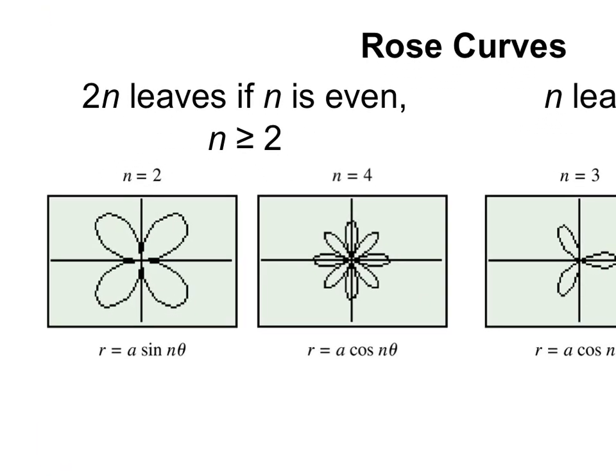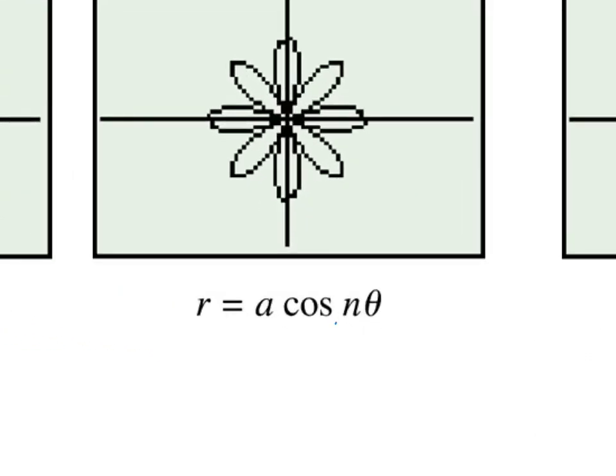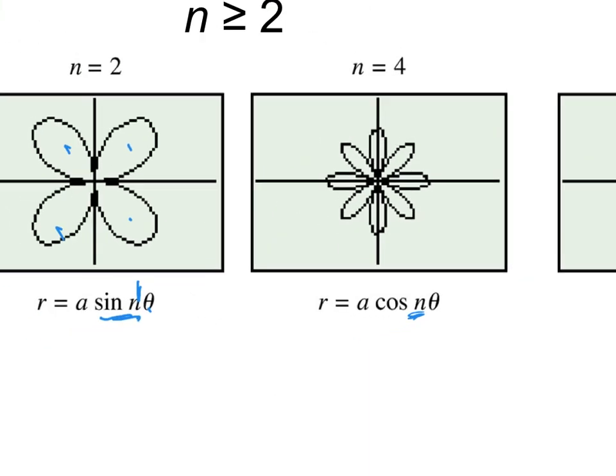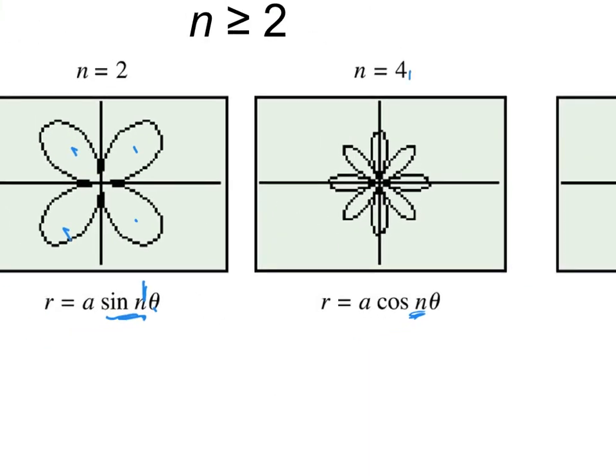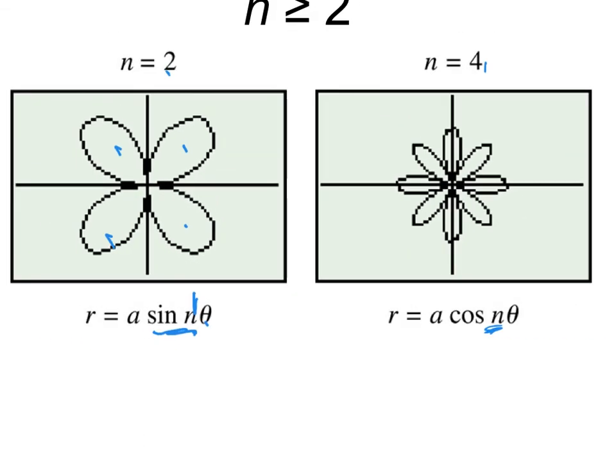So the roses. What did I tell you? If you had a sine of 2 theta, we end up getting 4 petals. If I change n, that number, to n is 4, this was n is 2. We had 4 petals. And if we double it, we ended up having, count them, 1, 2, 3, 4, 5, 6, 8 petals. It doubled the petals.